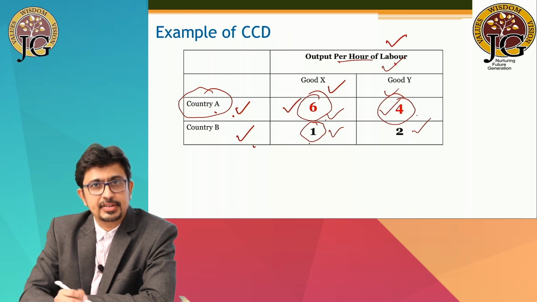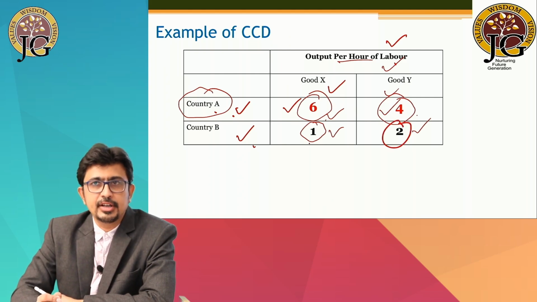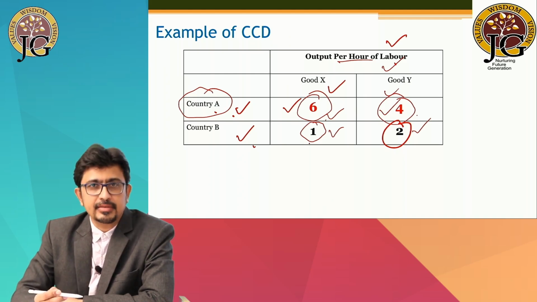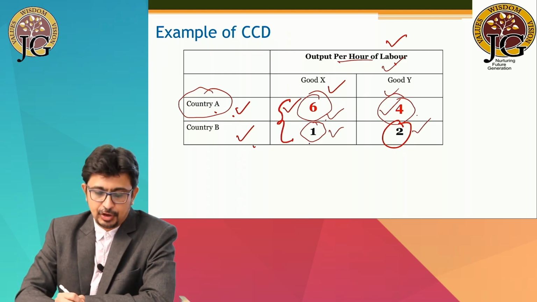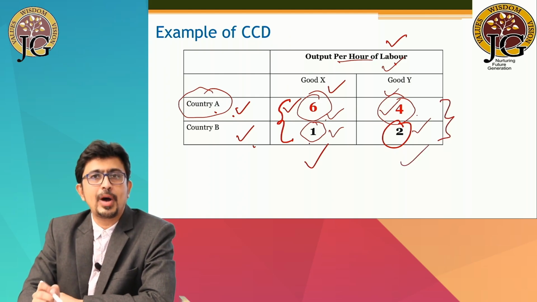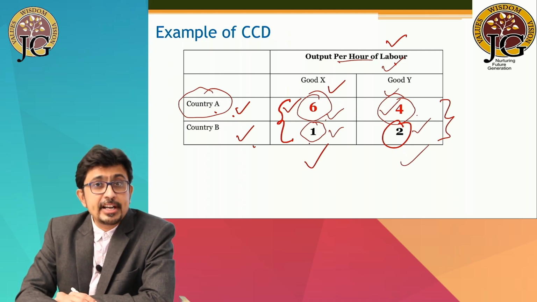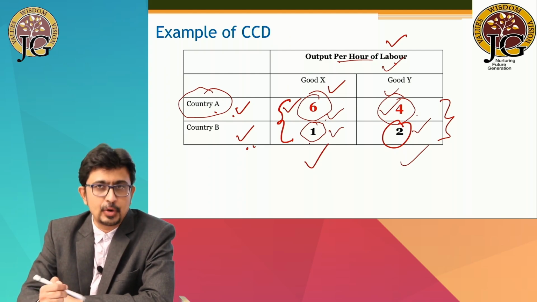So compared to 1, 6 is greater. Similarly, compared to 2, 4 is greater. So this means that country A is absolutely superior in the production of both the goods, good X as well as good Y. But country A is comparatively more superior in the production of good X, whereas it is comparatively less superior in production of good Y. Now you can see that as compared to country B, country A is 6 times superior in the production of good X.